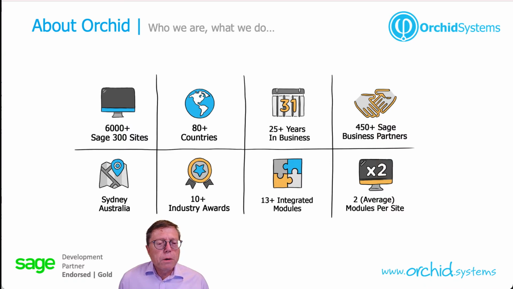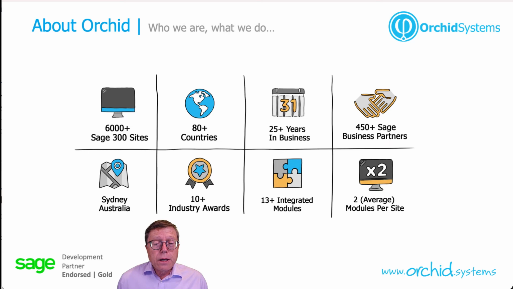But first, a bit about Orchid. My name is Steve Fouché. Orchid has over 6,000 sites in over 80 countries around the world. We've been in business for over 25 years, and we have a large number of Sage business partners supporting our products worldwide. We're based in Sydney, Australia. We've won a number of industry awards over the years, and this has culminated in over 13 integrated modules for Sage 300, which I will be running through with you now.